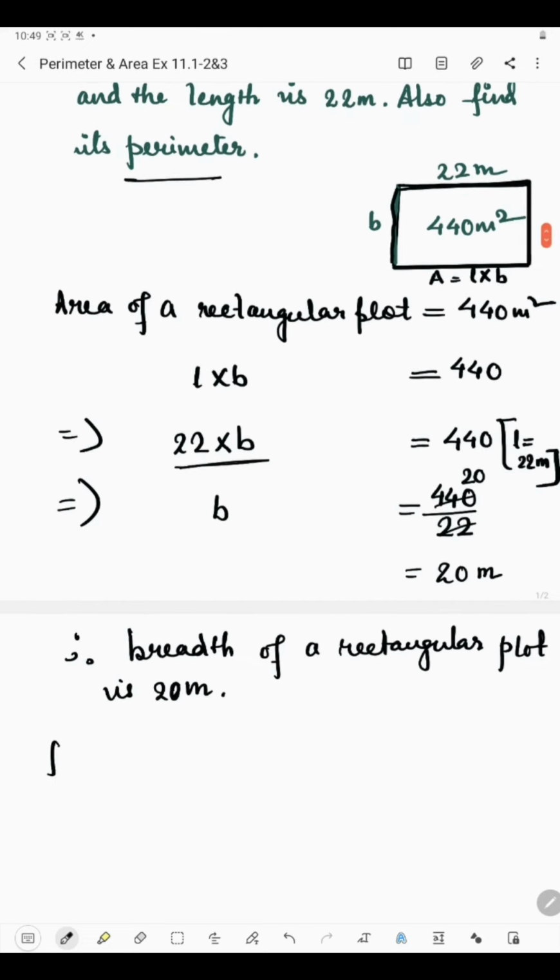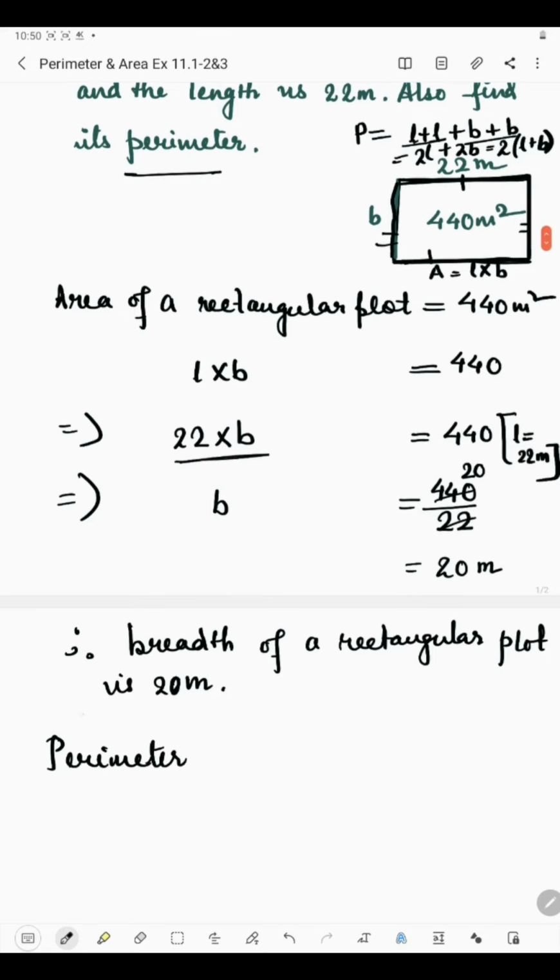Now the perimeter of a rectangle, how to find the perimeter? These and these are length, and these are breadth. So if you add all of this, what would you get? It's L plus B plus L plus B. This is the perimeter. Now from here 2 L and from here 2 B. If you take out 2 from there, then it will be 2 into L plus B. So this is the formula of finding the perimeter of a rectangle.